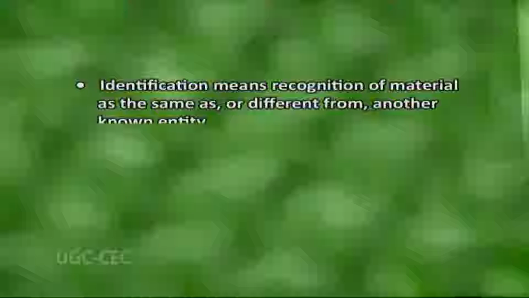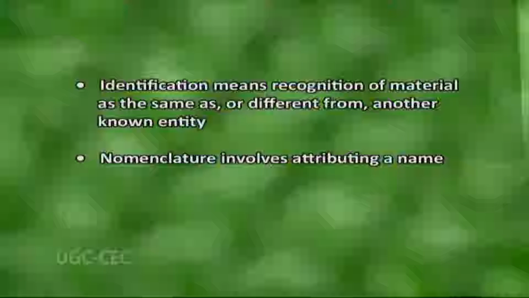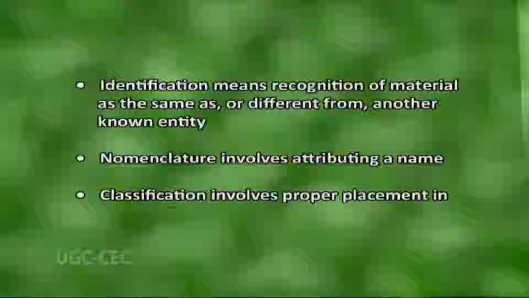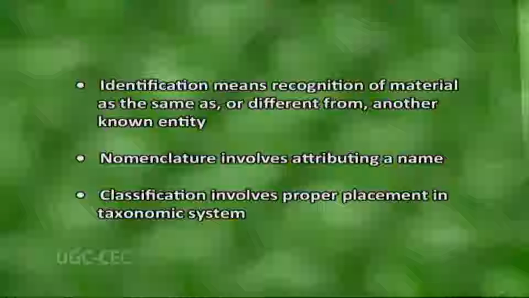However, identification means recognition of material as the same as or different from another known entity. Nomenclature involves attributing a name to it, and classifying involves its proper placement in the taxonomic system. Plant taxonomy is a branch of botany that deals with classification, including identification, origin, interpretation, and nomenclature of plants.